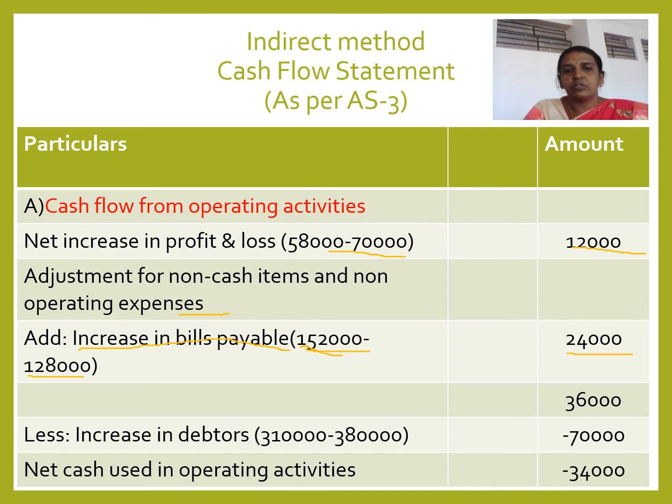In that we have to deduct the increase in current assets, that is the debtors. For the first year the debtors amount is 3,10,000 and for the second year it is 3,80,000. So there is an increase in the current assets to the extent of 70,000. So that 70,000 we have to take with a negative symbol. So the net cash used in operating activity comes to rupees minus 34,000.